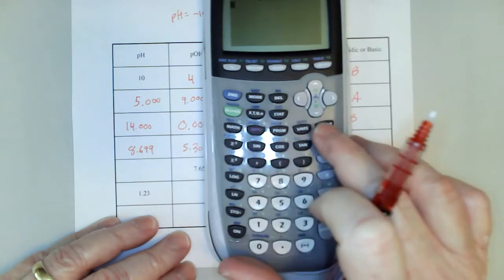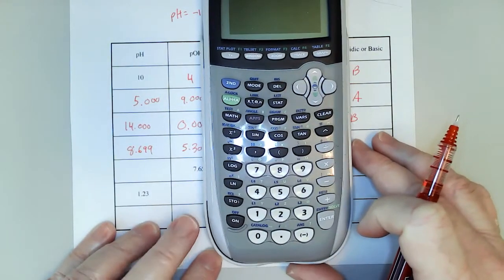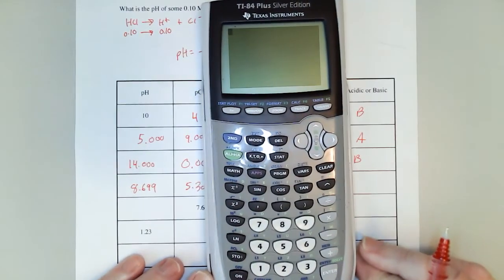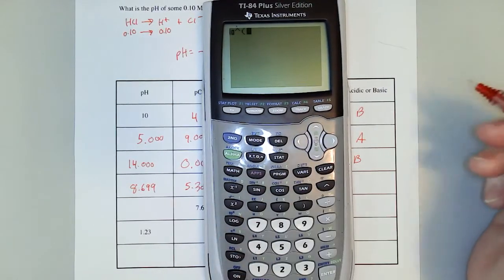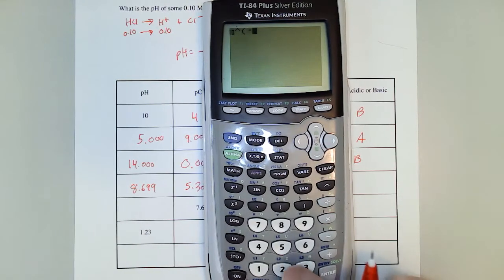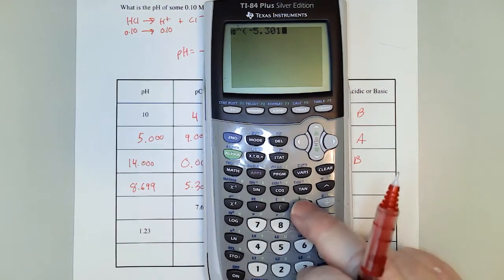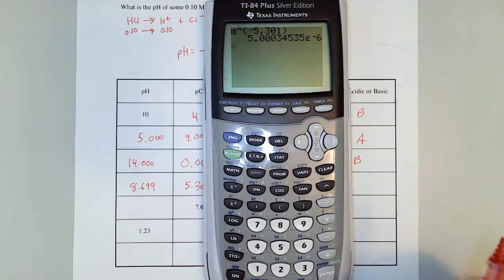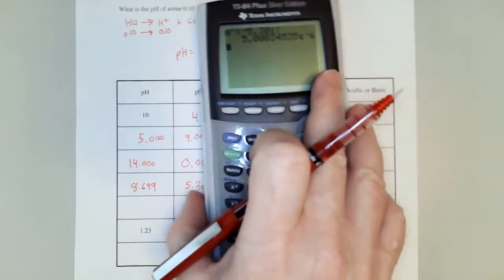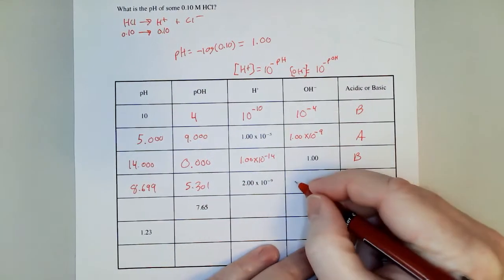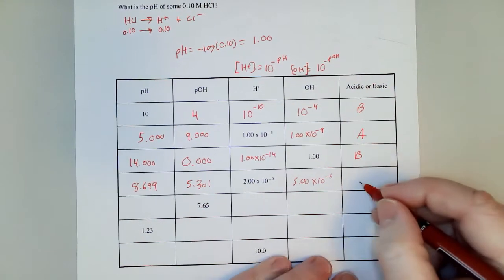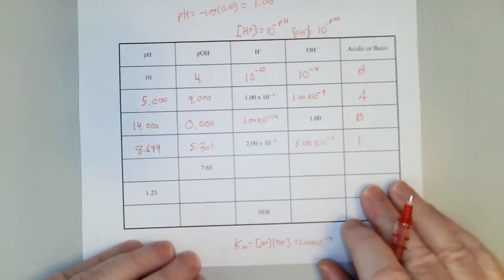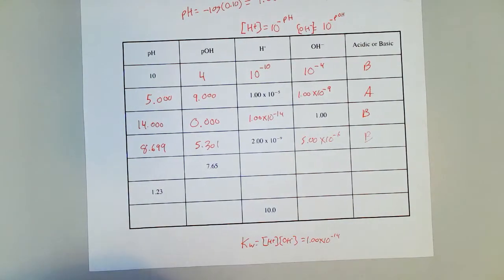So let's check out how to do that here on the calculator. 10 to the negative. So second log, or the anti-log, which is 10 to the x, negative 5.301, close the parentheses, and I get 5.00 times 10 to the negative 6. And that would be basic. Okay? So go through, try a few of these, then tune back in.